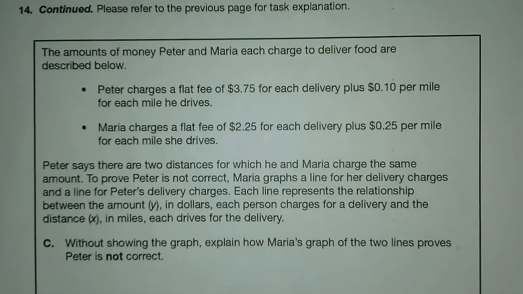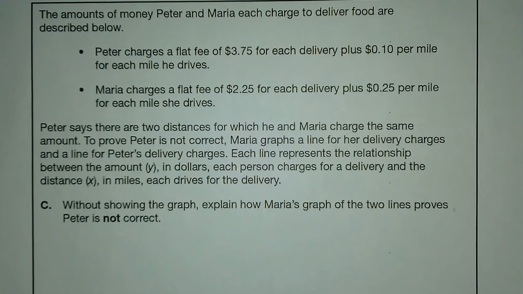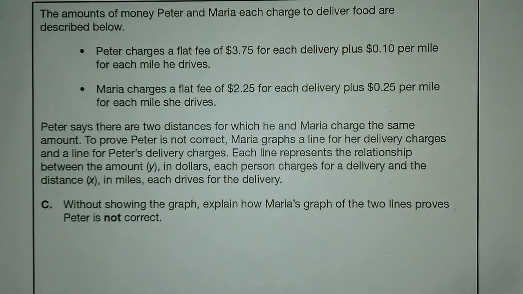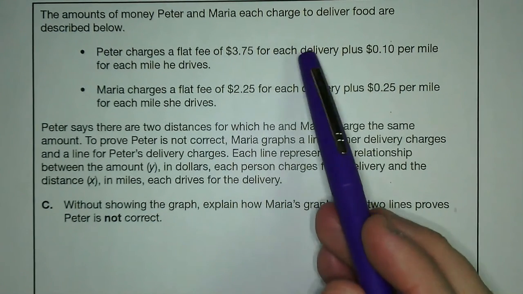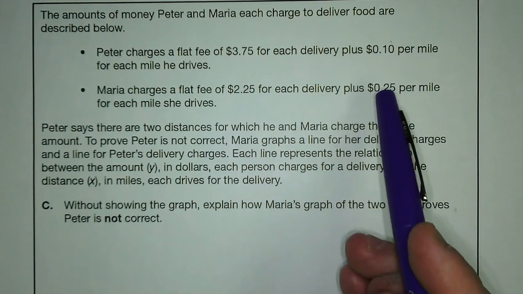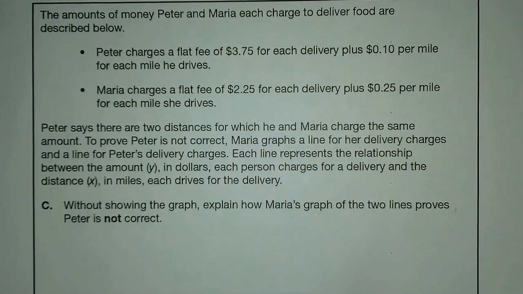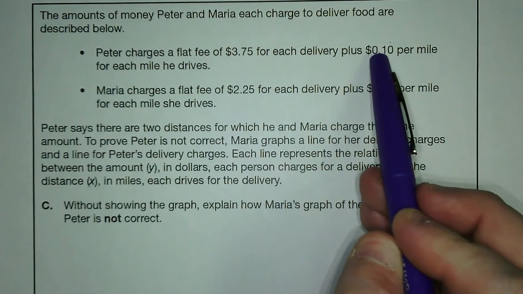Part C. Let's see what surprises we have in store here. The amounts of money Peter and Maria each charged to deliver food are described below. Okay. Peter charges a flat fee of $3.75 for each delivery plus 10. Okay, so it's following the same sort of deal as Audrey and Curtis. They're talking about a flat fee. They're also talking like a per mile charge.